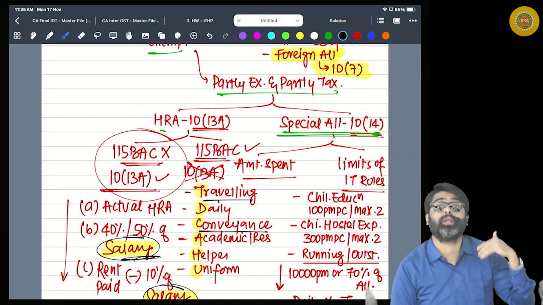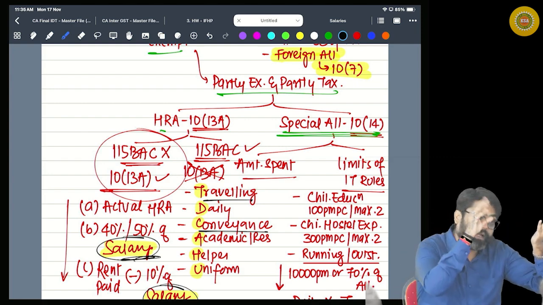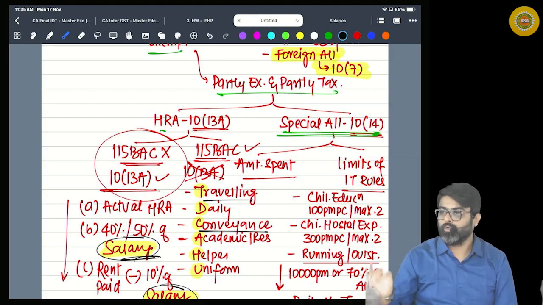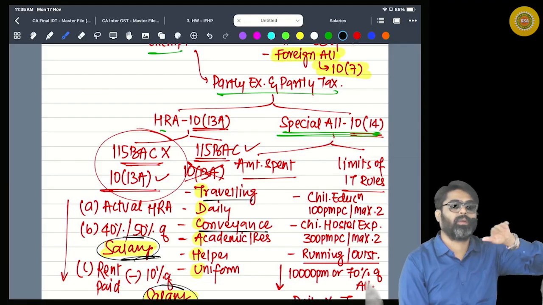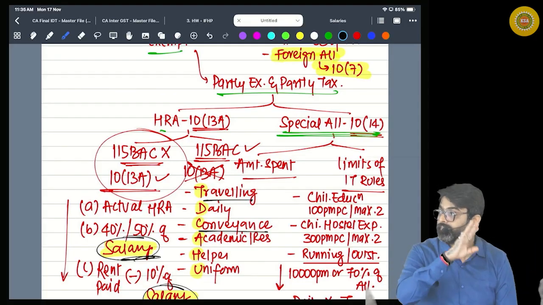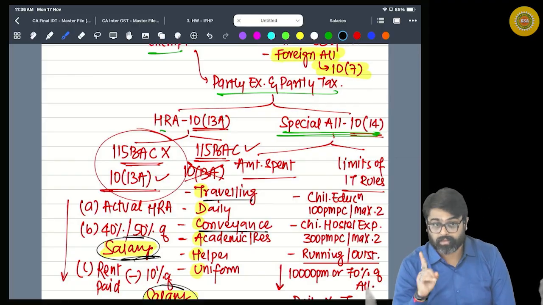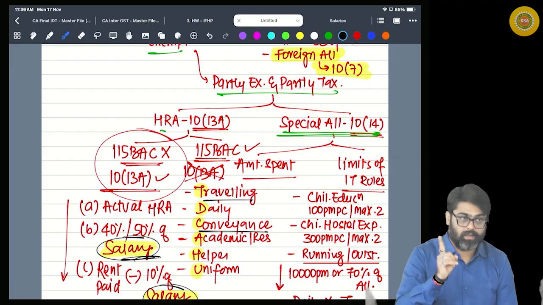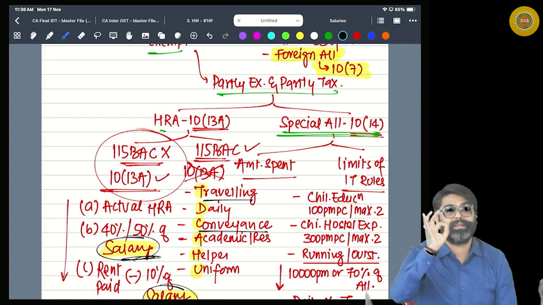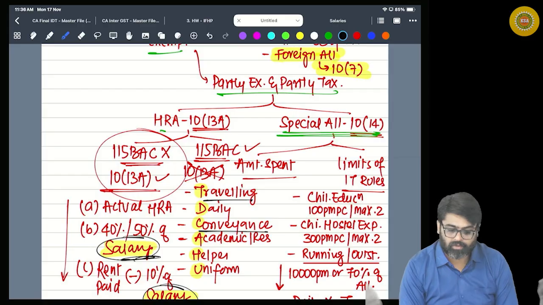You should stay in someone else's house. And to stay there, you are paying some rent also out of your HRA. So the first condition is you have to spend your HRA to pay the rent, only then you can get the exemption. But remember, the rent paid by you out of your HRA should be more than 10% of your salary.